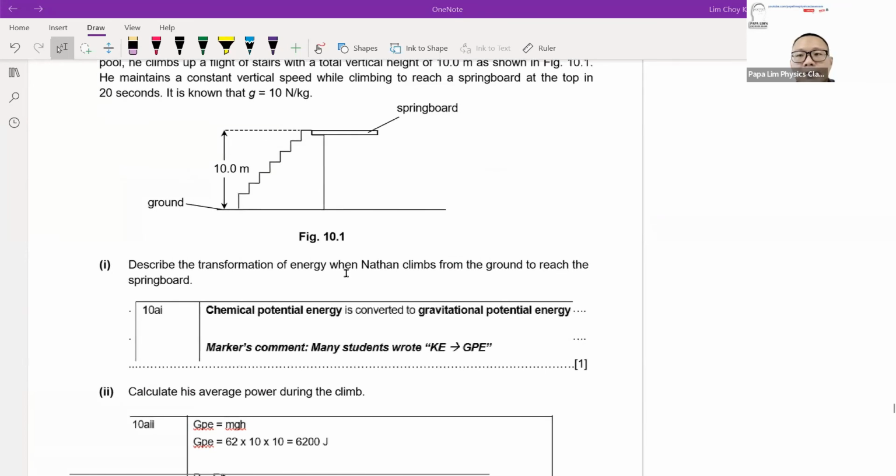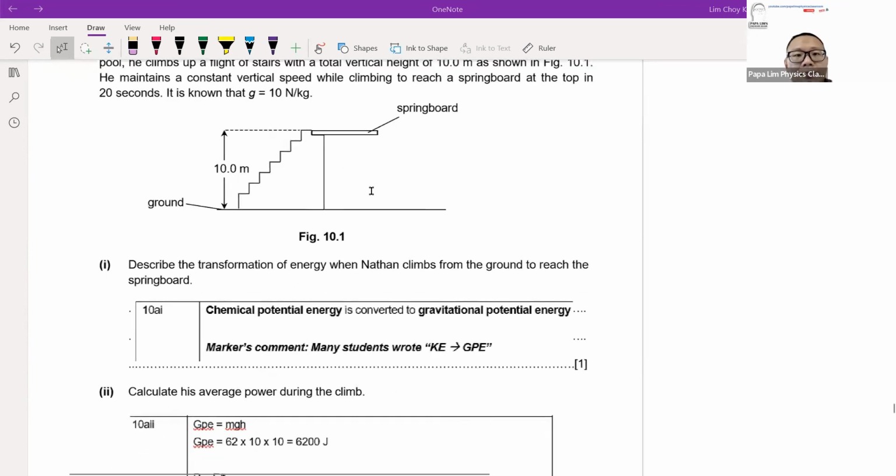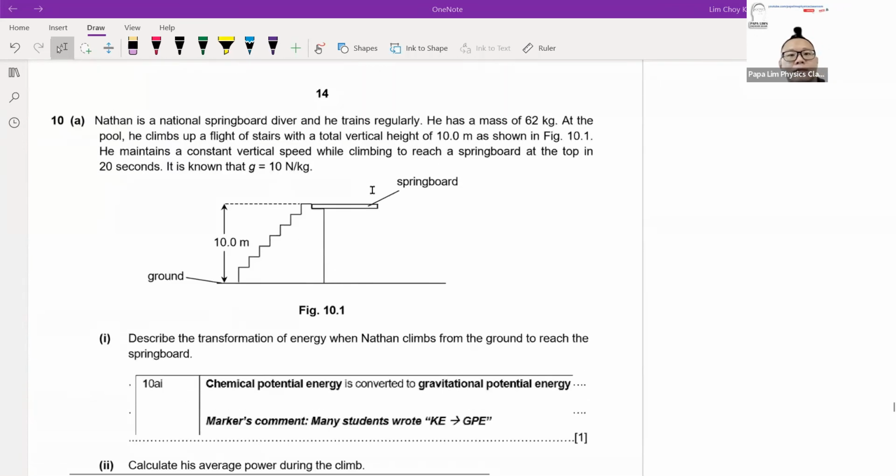Question 10, the last question here. This question, if I'm not wrong, is about energy, conservation of energy. Nathan climbs up the stairs, after that jumps from the springboard, which I think is for diving. Yes, it's for diving. The board is 10 meters above ground. Then he climbs with a horizontal constant speed. He reaches the springboard in 20 seconds. Mass is 62 kg. So 10 meters here.